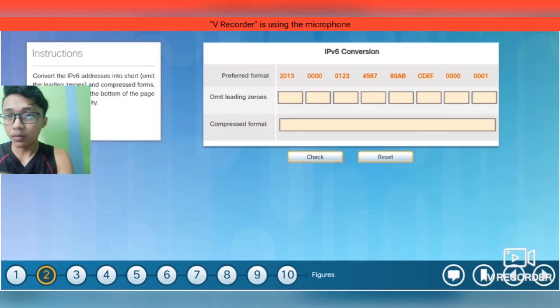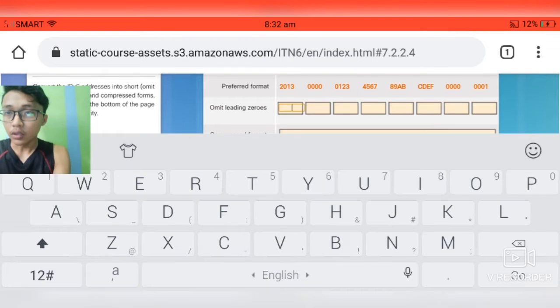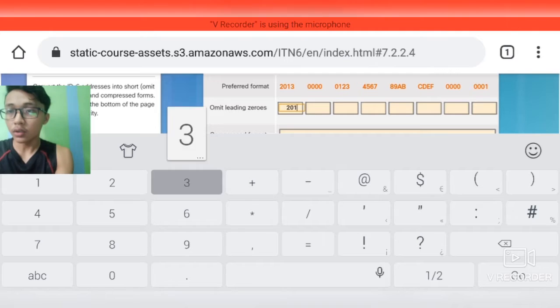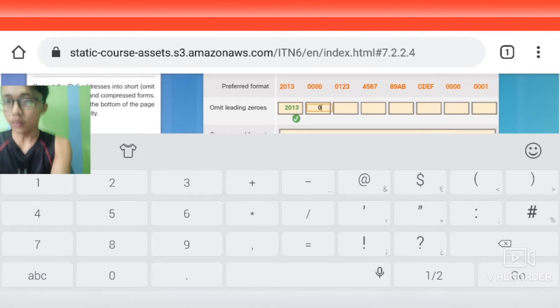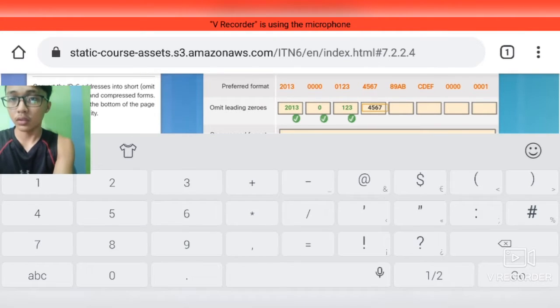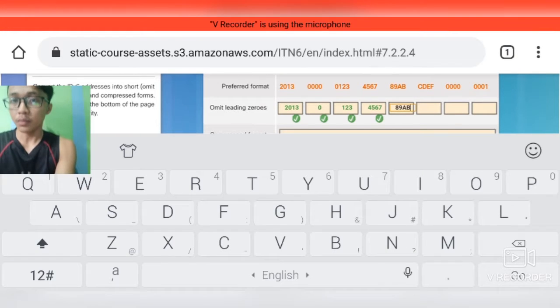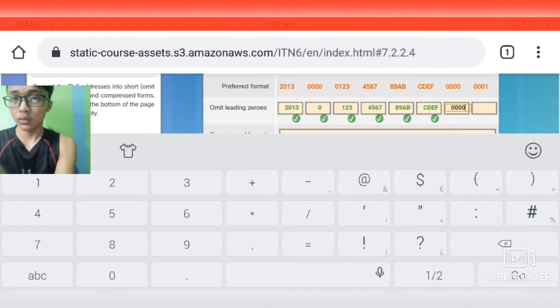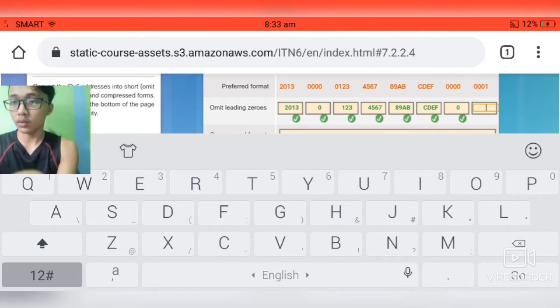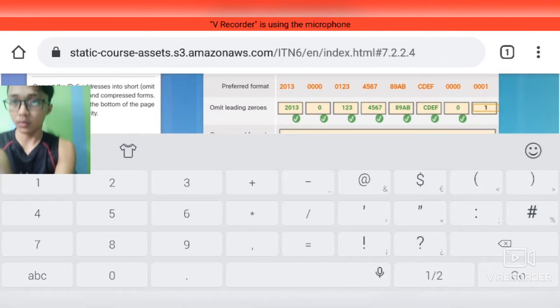Going to the second figure, 213, 0 1 2 3 4 5 6 7, 8 9, A B C D E F, 0 0 0. This is only 1 0, and this is 1. So we need to compress.